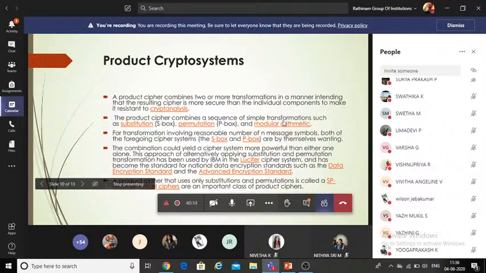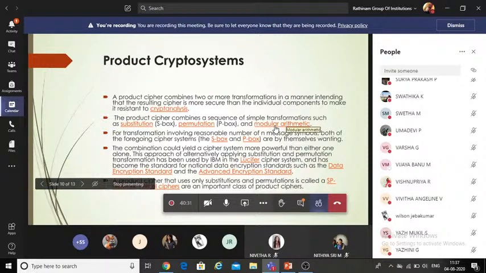Substitution, permutation, modular arithmetic. As I already told, number theory, mathematics plays an important role in creating an encryption, generating a secret key. In mathematics, number theory plays a very key role. So substitution, permutation and modular arithmetic are part of number theory. By using these, we are going to generate some new algorithms for encryption and decryption purposes.